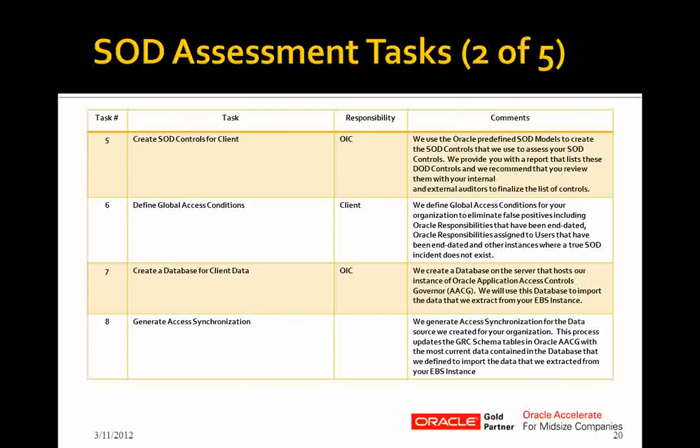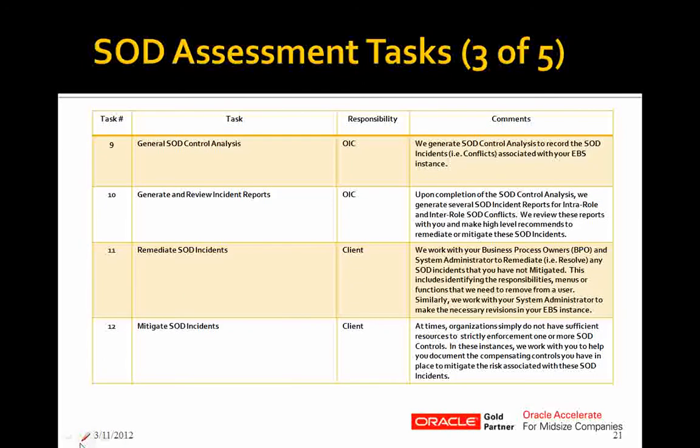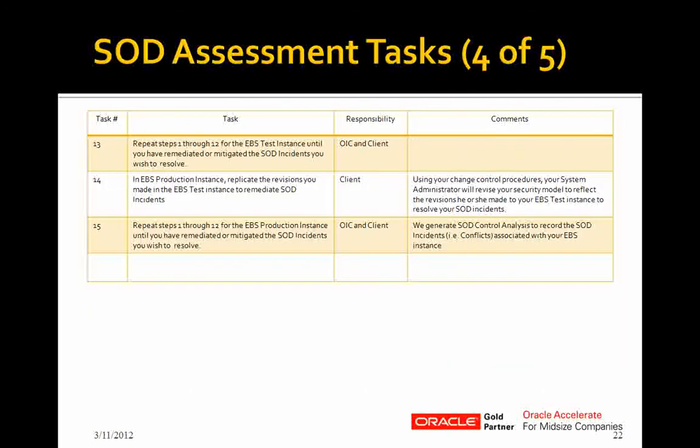We do the access synchronization, which just means we move the data from the database into the proper tables in Application Access Controls Governor, so that we can then generate the control analysis. And then obviously we run the reports, and then we fix the ones we can and define the compensating controls for the ones that we can't remediate.